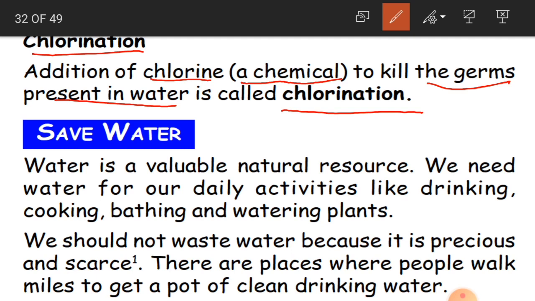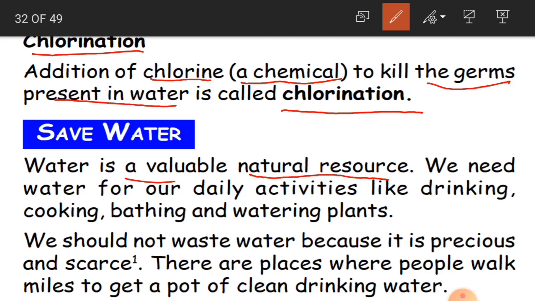Water is a valuable natural resource. We need water for our daily activities like drinking, cooking, bathing and watering plants. It is a very valuable natural resource. Why? Because without water, we cannot live, children. And it is a natural resource, so nobody is making water. It is available through nature. That is why it is called a natural resource.